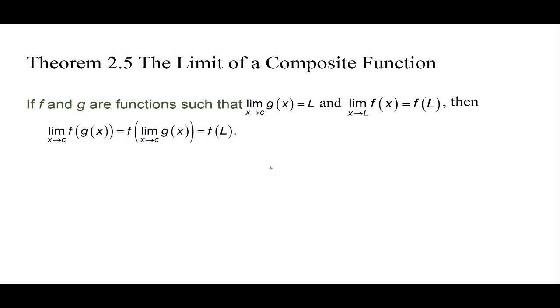Theorem 2.5, it's a composition function. So for that, let's say you have the limit of the first function g of x is L, and the second function, when x approaches L, is f of L. If these are the two conditions we have been given, then we can apply the limit to the composition of f and g. So we can bring this limit inside, and as you can see here, the limit of g of x is L. So the limit of this composition function is the value of the function f at L.